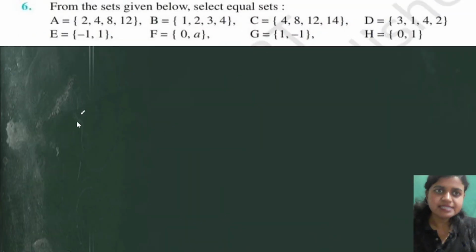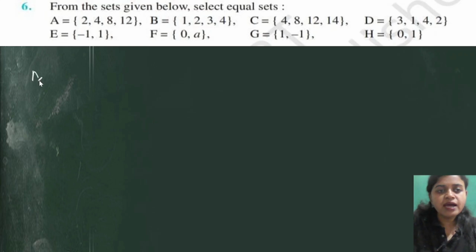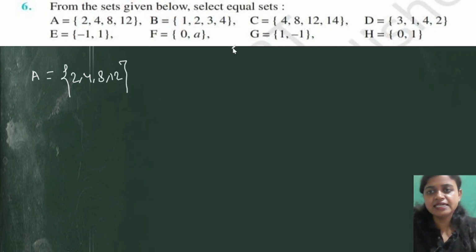Now question 6. From the sets given below, select the equal sets. You have to select which are equal to each other. Here we take set A, which is 2, 4, 8, 12, and compare it with the other sets B, C, D, E, F, G, H. Comparing A to another set, does A equal B? Here you have to check. Which sign will we put here?